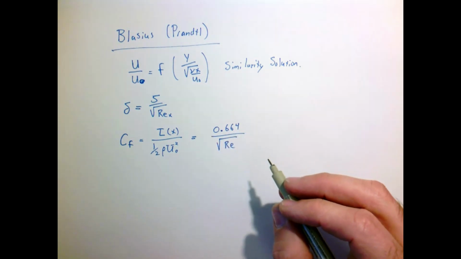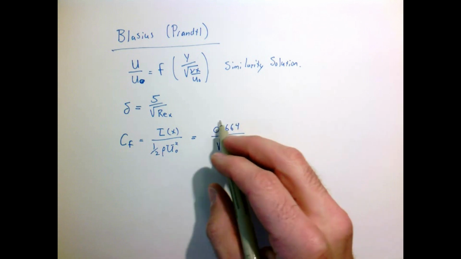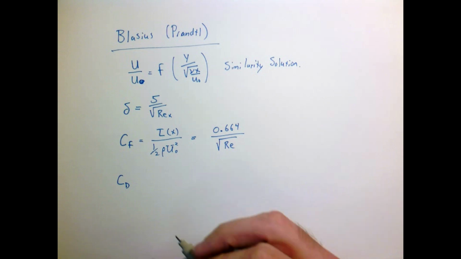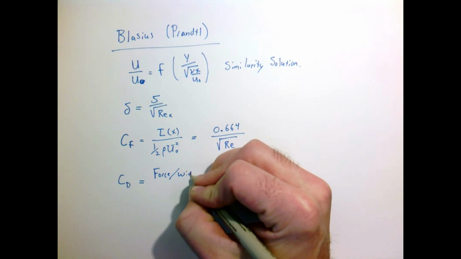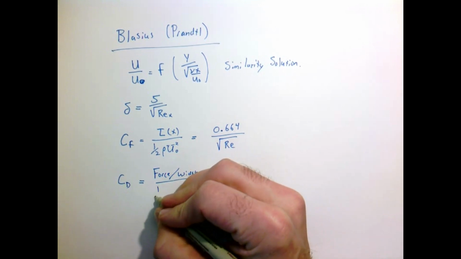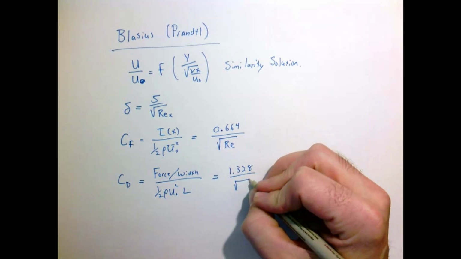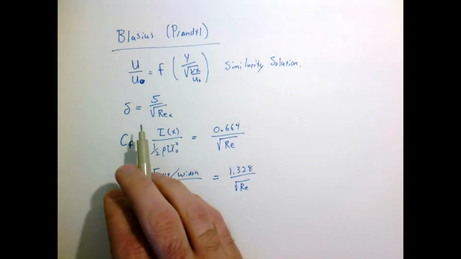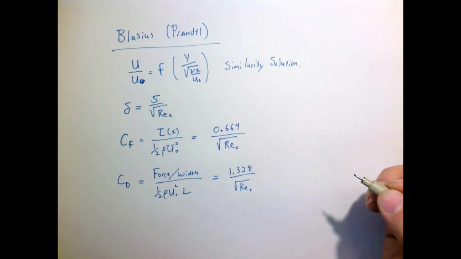Now this factor 0.664 just comes from the analysis. It's actually calculated numerically because you end up with something that you can't integrate necessarily by hand, but it's just a number that comes out of the analysis. And likewise from this, we could define the coefficient of drag, which we would define as the total force on the plate per unit width divided by, and that would be 1.328 divided by the square root of the Reynolds number. So the Blasius solution tells us the thickness of the boundary layer and also the drag on the plate. And all of these things scale as 1 over the Reynolds number, which is based on x.